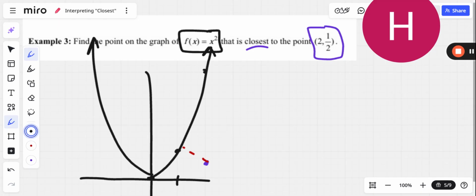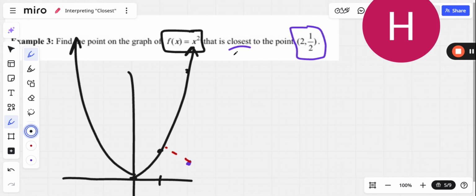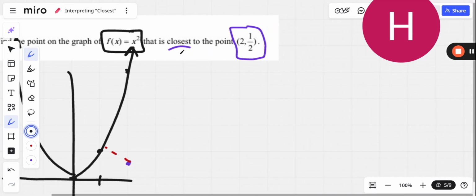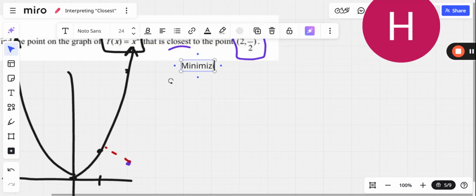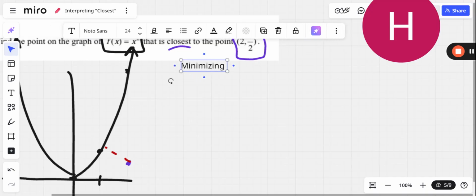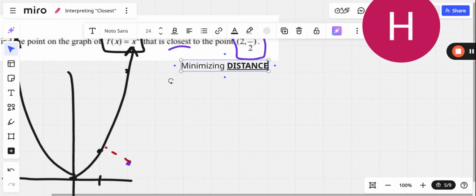All right, so how exactly are we going to approach this? How is this an optimization problem? Well, closest does mean we are optimizing something. Remember that optimizing just means finding a maximum or minimum situation. What are we doing? We're minimizing distance.